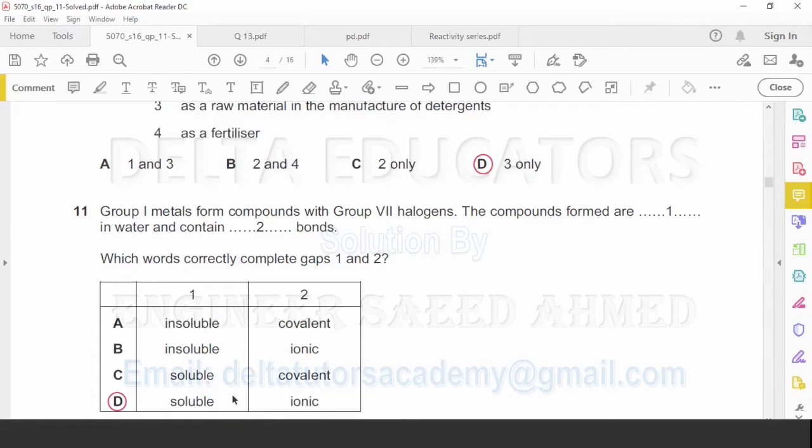What about solubility? As an example, a group 1 member is sodium and a member of group 7 is chlorine. When sodium reacts with chlorine, we get sodium chloride, and this sodium chloride is soluble in water. So when a group 1 member reacts with a group 7 member, the compound formed is soluble in water. Soluble is given in option D, and for gap 2, ionic is also given in option D. So the correct option is option D. The bond formed here is an ionic bond, and the compound formed is soluble in water.